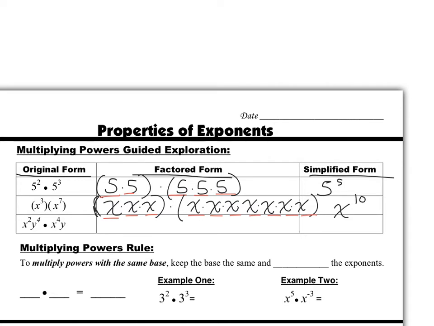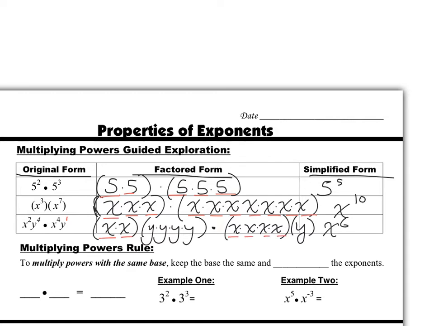In my last example, I have x squared, y to the 4th, multiplied by x to the 4th times y. And remember that if your base does not have an exponent visible, the exponent is 1. So this is times y. So I'm going to go ahead and count up. I have 1, 2, 3, 4, 5, 6 x's. So x to the 6th power. And then I have 1, 2, 3, 4, 5 y. So y to the 5th power.